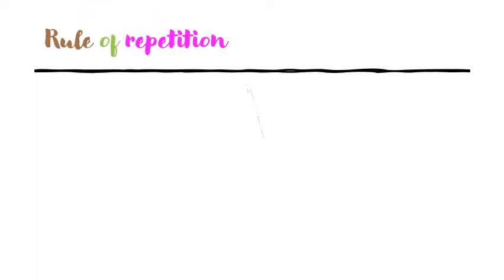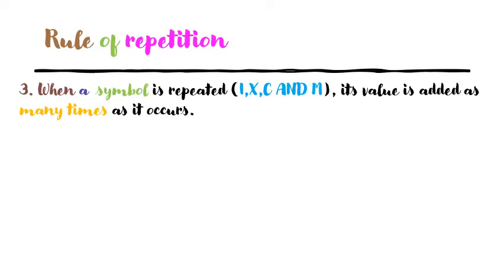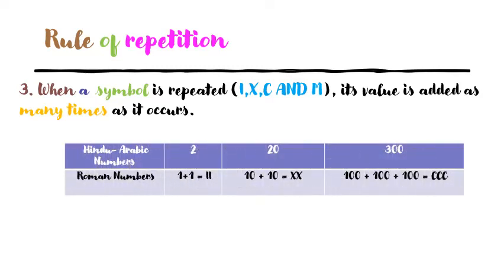Another rule of repetition says, when a symbol is repeated, that is, if we repeat I, X, C and M, its value is added as many times as it occurs. It means if I repeat X 3 times, what is the value of X? 10. If I repeat 10 3 times, what will be the answer? 10 plus 10 plus 10 equals 30. So 3 times X will represent 30. X plus X plus X.